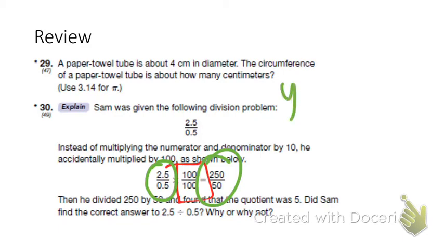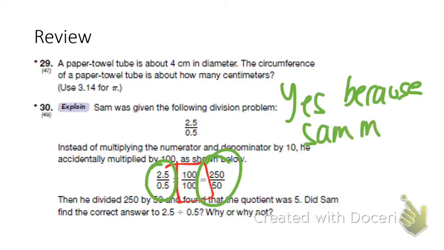So we would say yes, because Sam made equivalent fractions by multiplying by a fraction equal to 1.